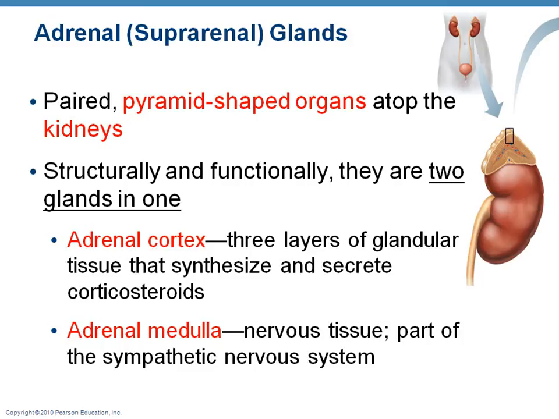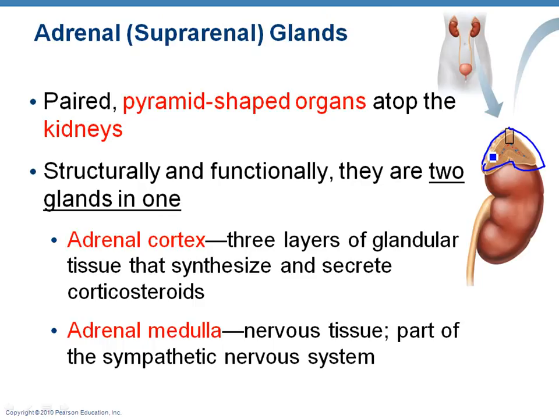So these are those little, now you can see in the picture here, these little pyramid-shaped glands that sit directly on top of your kidneys, and we'll learn about why they're there in just a second when we talk about aldosterone.